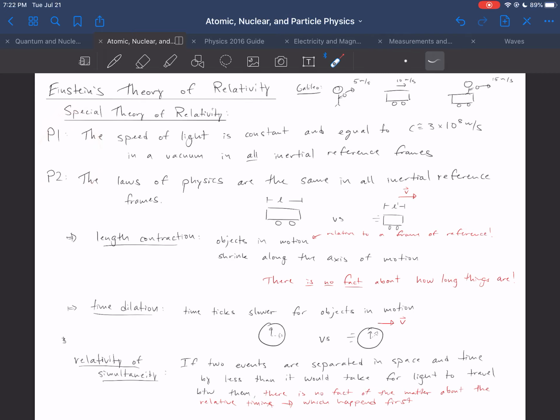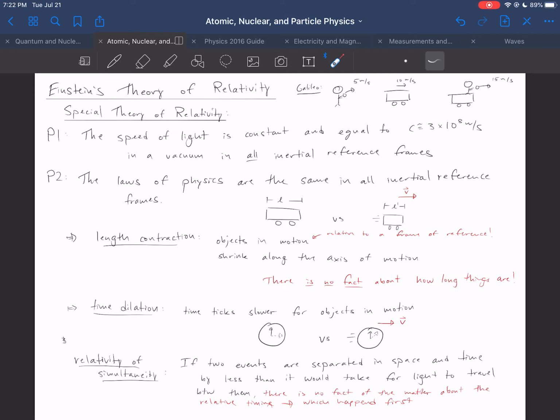One more thing that happens is time dilation. And in many ways, I think this is much harder to digest than length contraction, much harder to accept. And time dilation is the following effect. Time ticks slower for objects that are moving. Okay? Not just clocks tick slower, but everything experiences less time from your perspective for objects in motion.